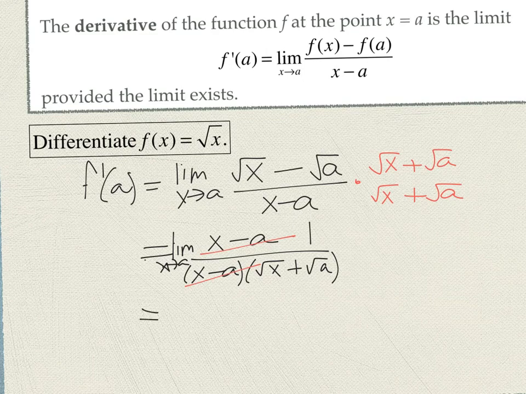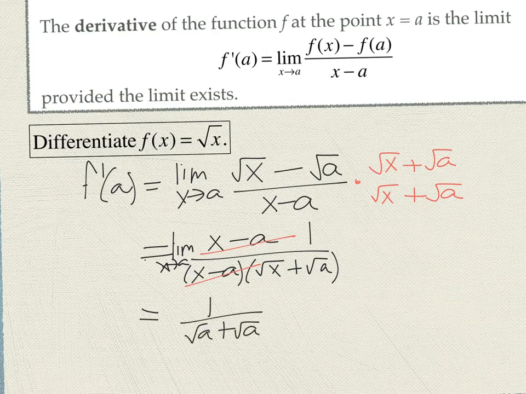Now what should I do? Because I'm at kind of a weird point now. There's no number to plug in. There's no 0. It's not x approaches 0. It's x approaches a. So what should I do? Plug a into x. So I end up with 1 over root a plus root a.